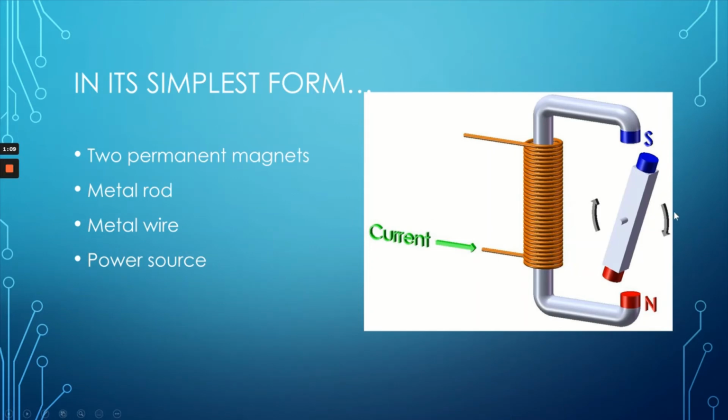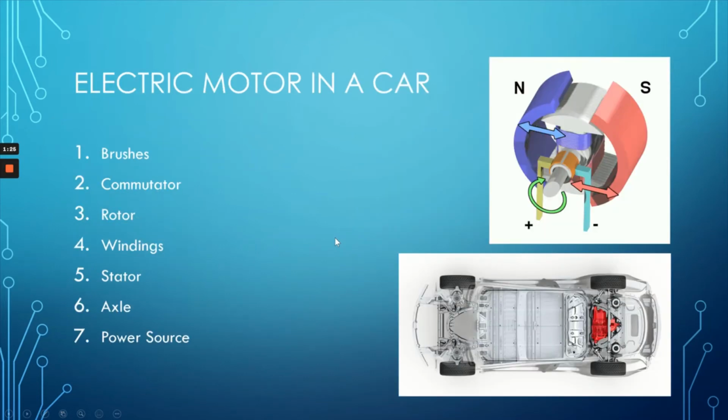However, the problem with this is that the electromagnet remains at that state and it doesn't move anymore, so that's not really useful for a car. So what engineers had to do was add pieces to this so that the electromagnet could continue spinning so that you can move a car.